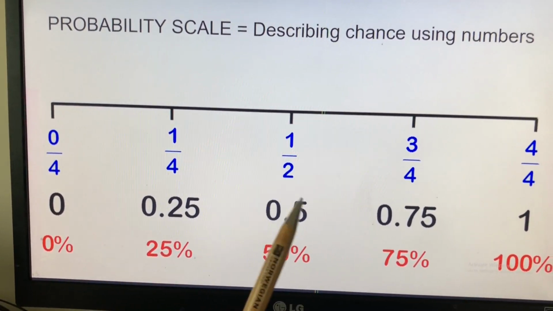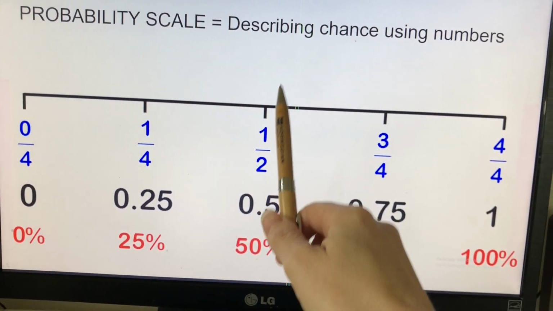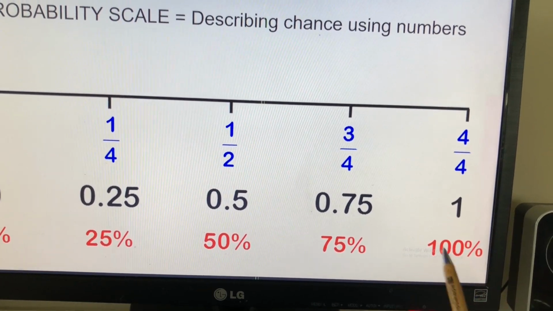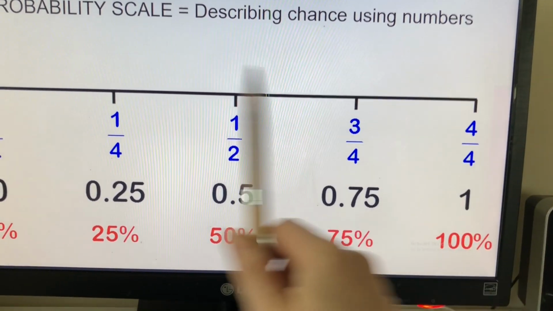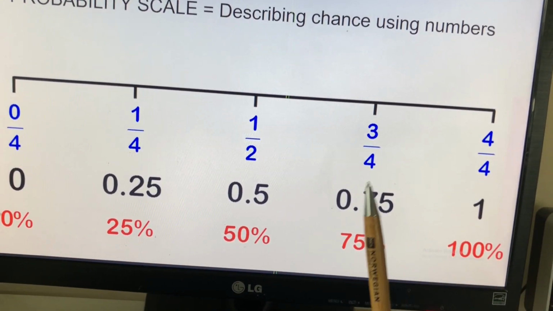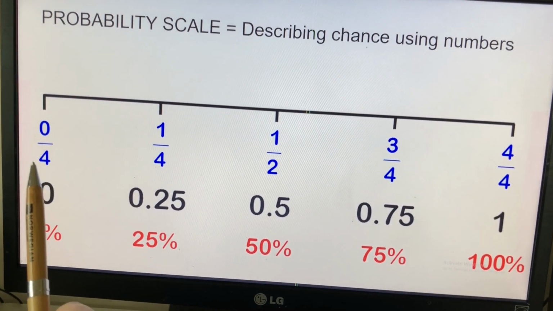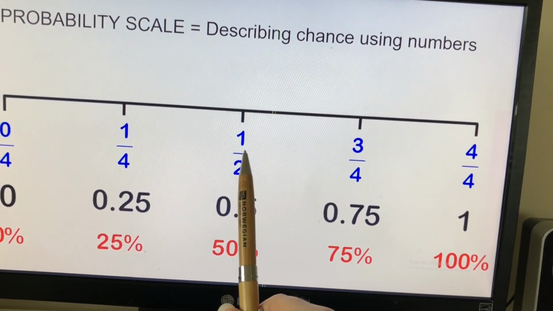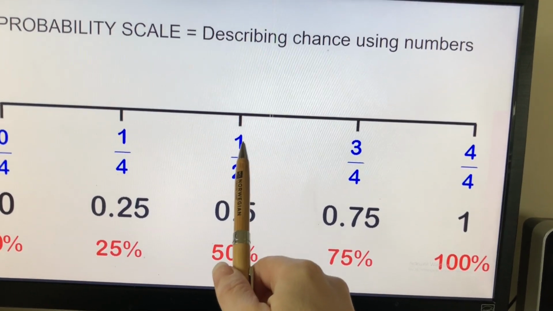Now remember that you cannot choose 0, 0.5 or half or 50%, or 1 or 100%, unless you are absolutely sure that that's exactly the correct location. So we wouldn't be able to pick those three because it's definitely not certain, it's definitely not impossible, and there are more options of weather, so we can't say that it is exactly a 50% chance either.